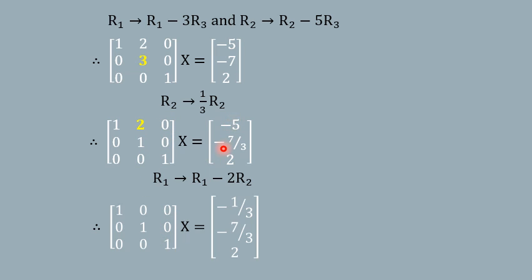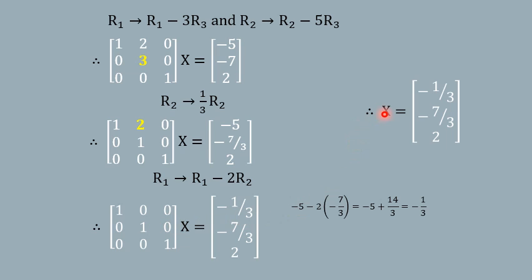And here we multiply this element by 2 and subtract it from this one. That means this is minus 5 in R1, this minus 2 as it is, R2 is minus 7 by 3. Now this minus 5 as it is. Now this minus minus becomes plus 14 by 3. So 3 into minus 5 that is minus 15. Minus 15 plus 14 that is minus 1 by 3. As this is the identity matrix, and this identity matrix is denoted by I, and I into X product will be X. So our answer is the matrix X is equal to this one.